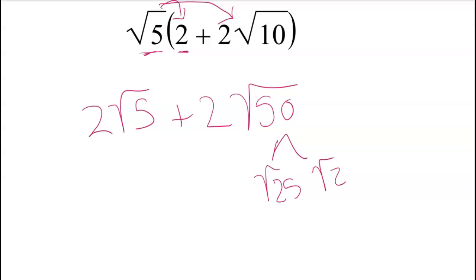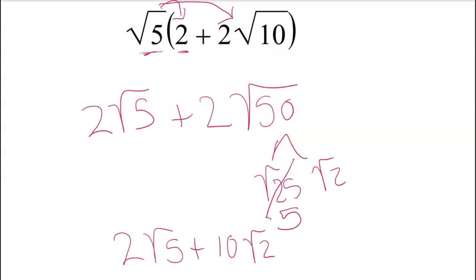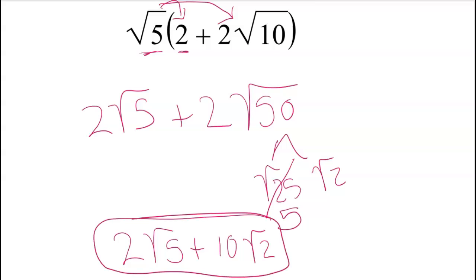25 and 2, okay? Well, the square root of 25 is 5. So now I have 2 square root of 5 plus 2 times 5 is 10 square root of 2. And these radicals are not the same, so we can't combine them. Right? Remember we learned about that when we were adding radicals? That's all we can do.